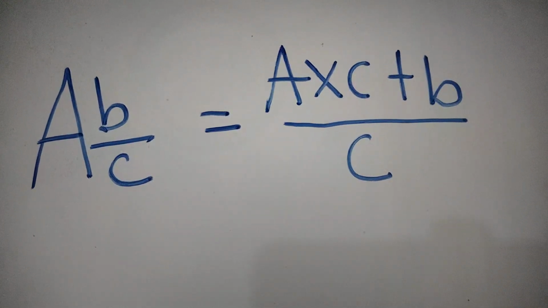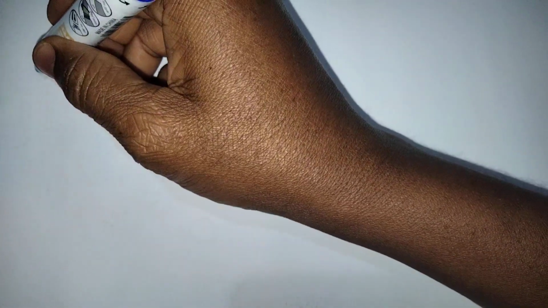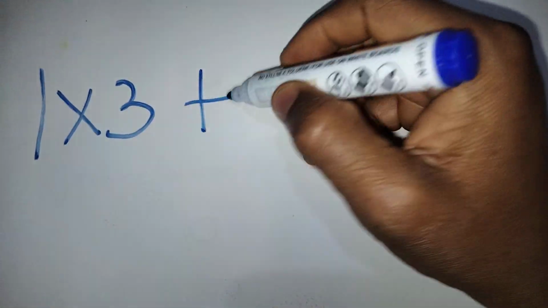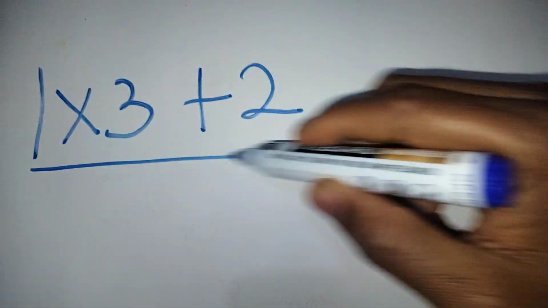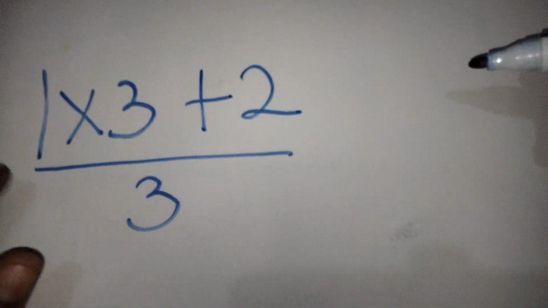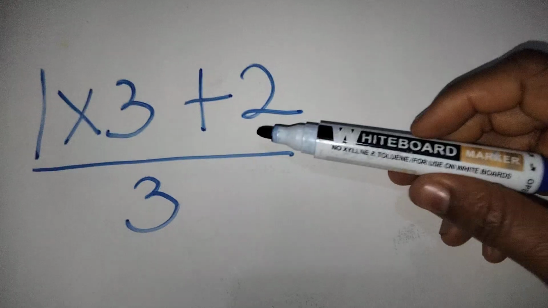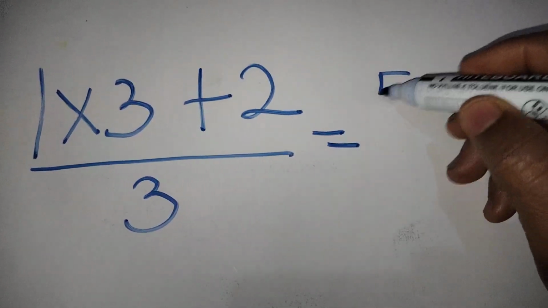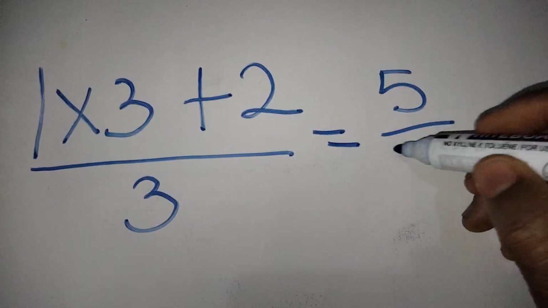So for the one whole number 2 over 3 example, we are going to do this. One times 3 plus 2, all over 3. 1 times 3 is 3, plus 2 is 5. So my answer is 5 over what? 3.